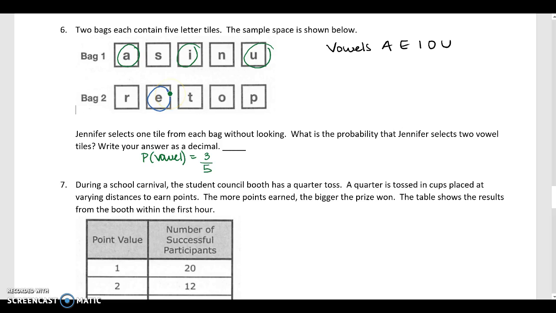Now let's see. E and O in bag 2. So the probability of a vowel in bag 2 is 2 out of 5. So now what do we do with our 2 probabilities? We just multiply them to find the probability of getting a vowel in one and then the other. So 3 over 5 times 2 over 5. 2 times 3 is 6. 5 times 5 is 25. Good job. All right, guys, you try the last couple on your own.